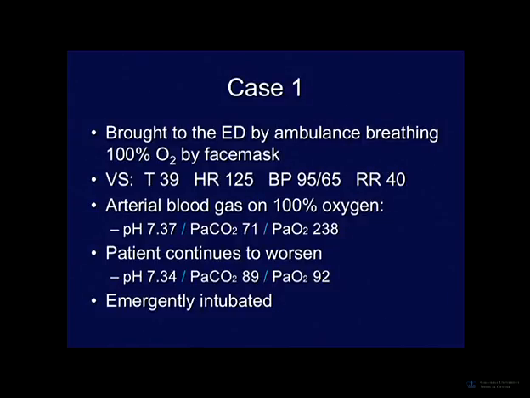She's febrile, tachycardic, a little hypotensive, and tachypneic to 40. Her blood gas shows a pH of 7.37, a PCO2 of 71, and a PO2 on 100% oxygen of 238. But as time progresses, she continues to worsen. Now her pH is 7.34, her PCO2 is 89, and her PO2 is dropping to 92 on the same amount of oxygen. At this point, she's emergently intubated.